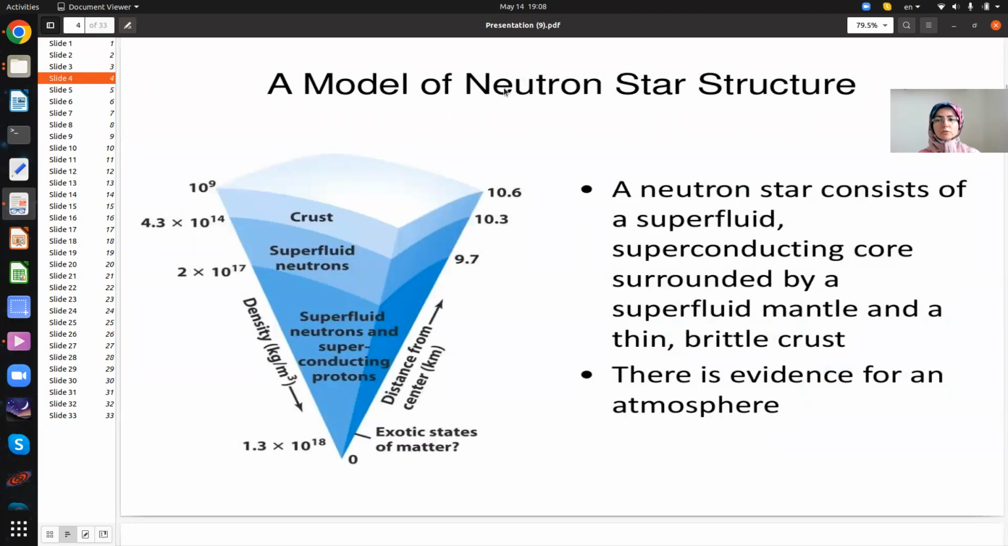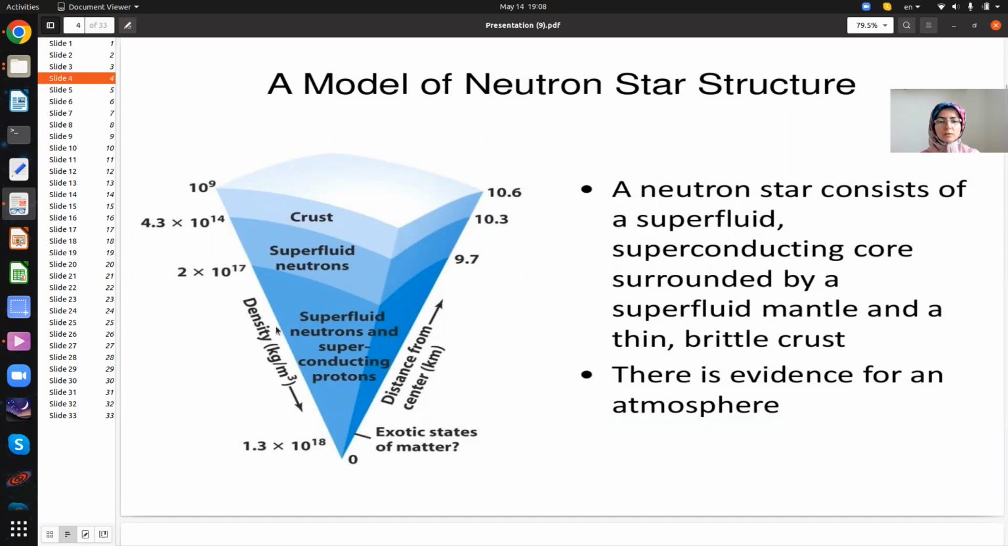A model of neutron star structure. A neutron star consists of a superfluid, superconductive core surrounded by a superfluid mantle and a thin, brittle crust. There is evidence for an atmosphere. As you see here, crust, superfluid neutrons, and superconductive protons. Here, distance from center in kilometers, exotic state of matter.